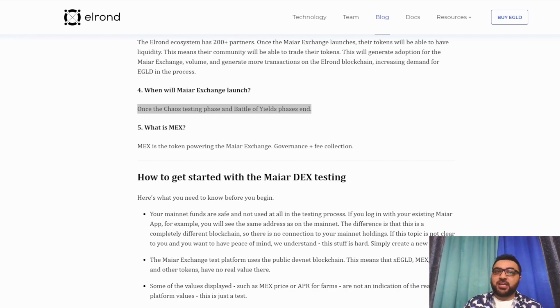So what I'm expecting is that it will launch either at the end of August or somewhere in September. This is, I think, going to be the timeline where we could see Maiar Exchange being launched. And remember, the percentage that's going to be available after Maiar DEX launches is going to be just 10% of the total MEX. So what I'll be given in the beginning stages will be somewhere around 300 or so.